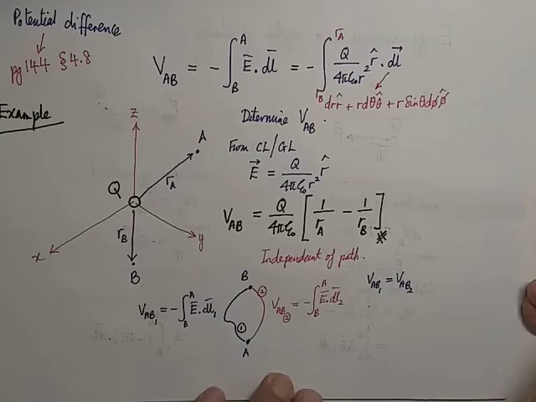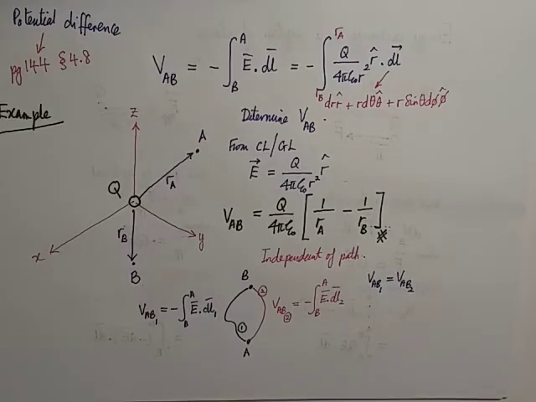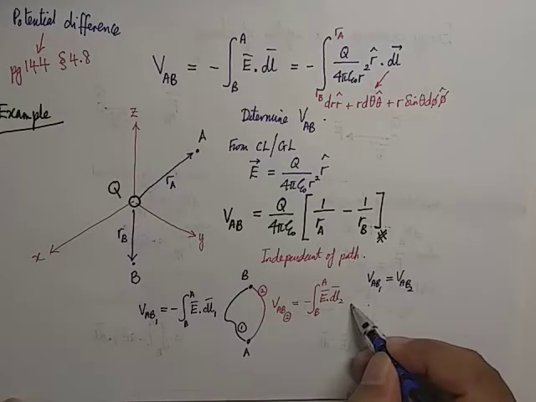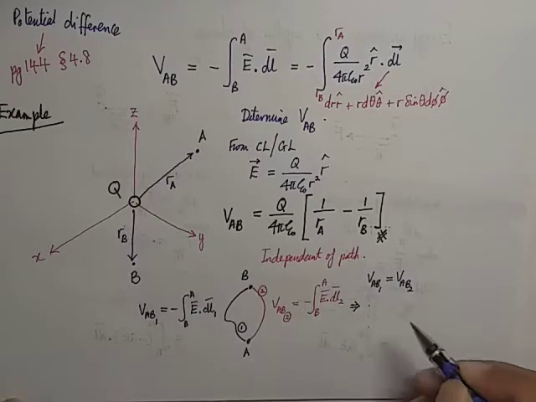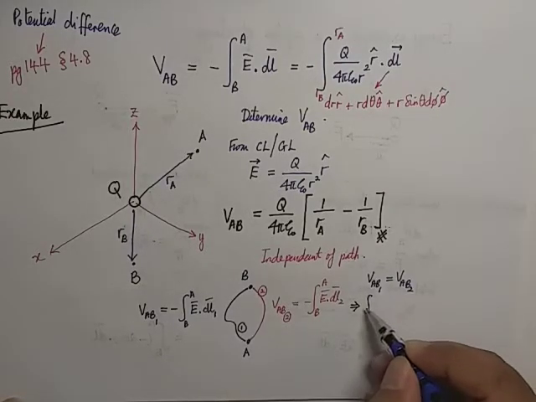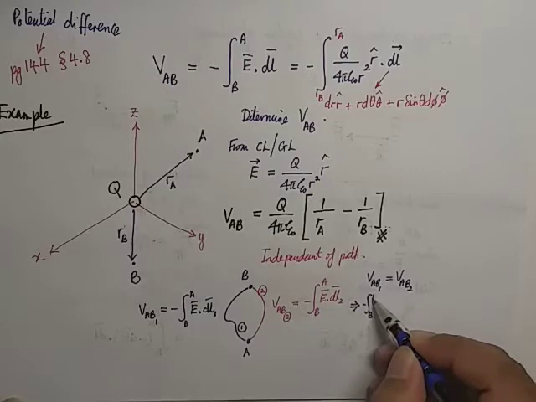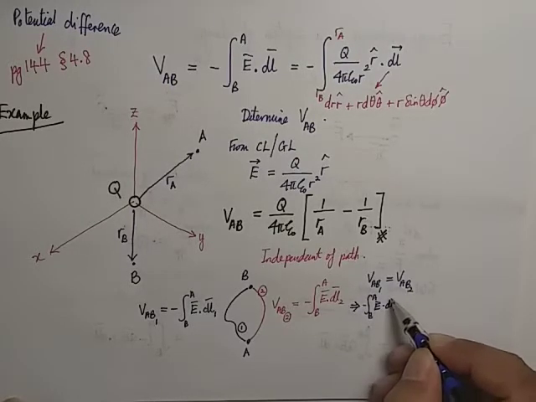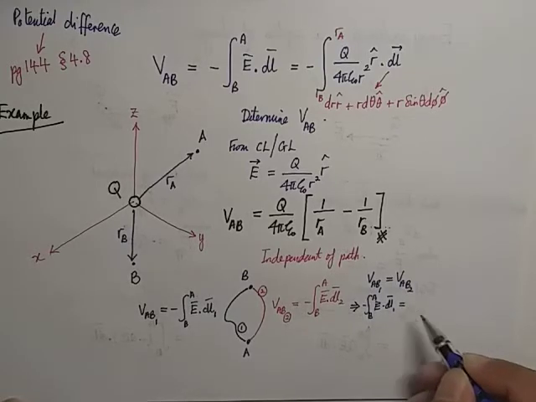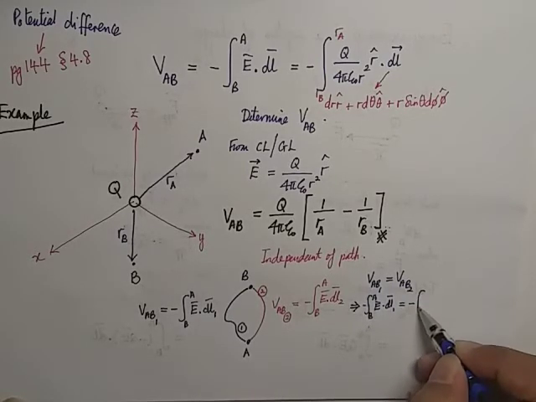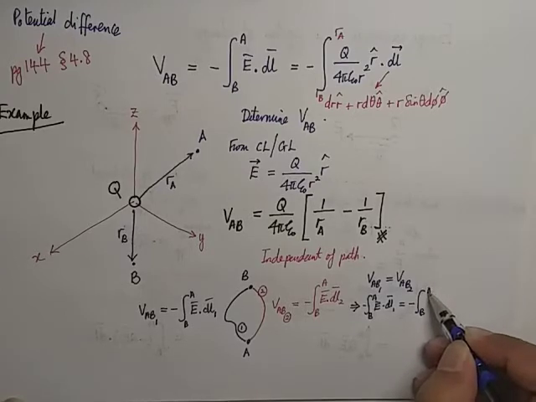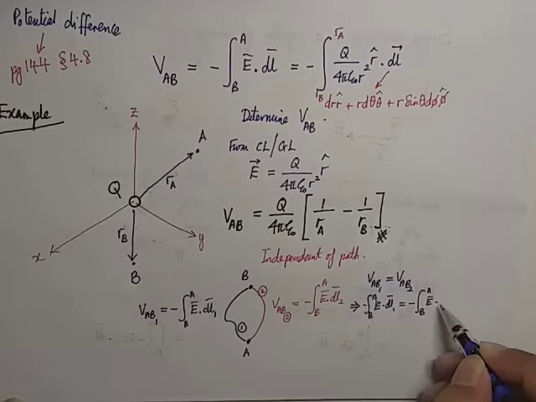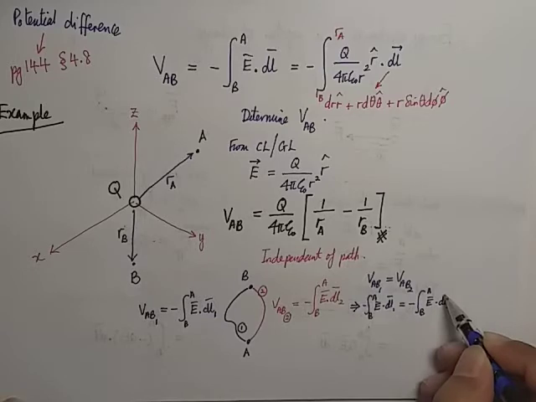Can I do that? Can I say that VAB1 equal to VAB2? Yes, we can do that. Okay, so let's make it more detailed now. What is VAB1 equal to? A negative from B to A E dot dl number 1 is equal to negative from B to A E dot dl number 2.